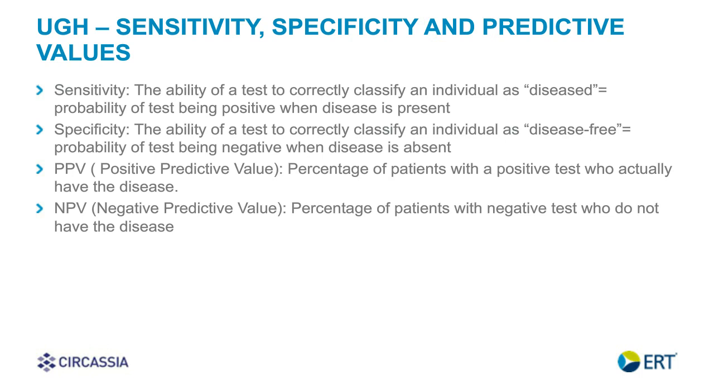So sensitivity is the ability of a test to correctly classify an individual as diseased. So that means the probability of a test being positive when they truly have the disease. Specificity is the ability of a test to correctly classify an individual as disease-free. So the probability of a test being negative when the disease is absent. Positive predictive value, the percent of patients with a positive test who actually have the disease. And negative predictive value, the percent of patients with a negative test who do not have the disease.